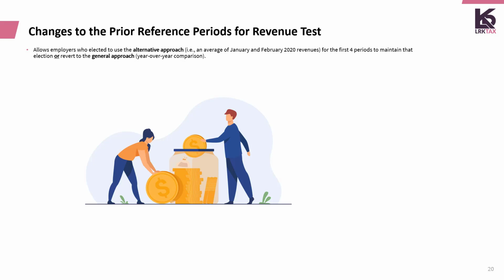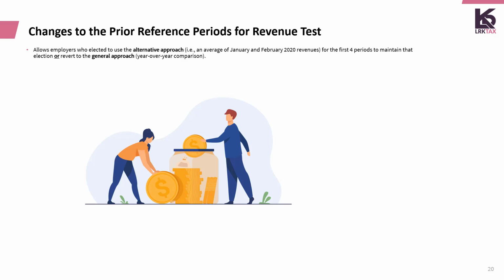Again, the employer would pick a particular month in 2020, but rather than comparing it to the same month in 2019, they would compare their revenue decline based on the revenues from January to February, and it's going to be the average of January and February of 2020. And this is known as the alternative approach. What happened was, under the old rules, you were not allowed to flip-flop. So basically, once you've picked an approach, you're pretty much locked in.